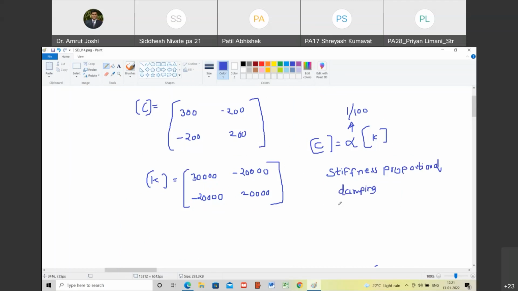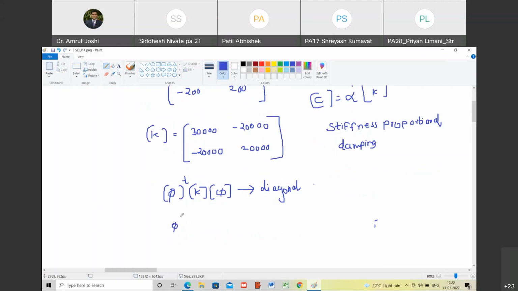Now, why should damping be stiffness proportional? In general, it may not be true, but we will start with this simplest case where the damping matrix is in such a fashion that it leads to a stiffness proportional damping matrix. Now, I have already proven to you that phi transpose K phi is diagonal. Do you agree with me? Phi transpose K phi is diagonal. If it is so, what will be phi transpose alpha times K phi?